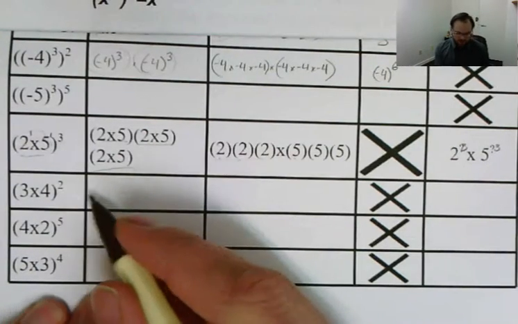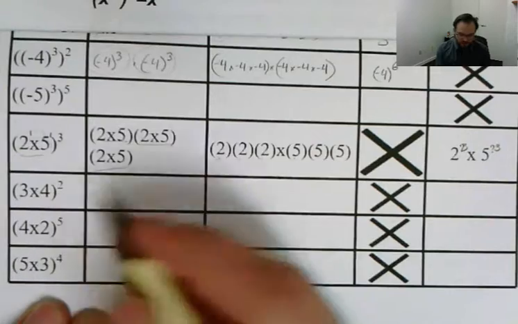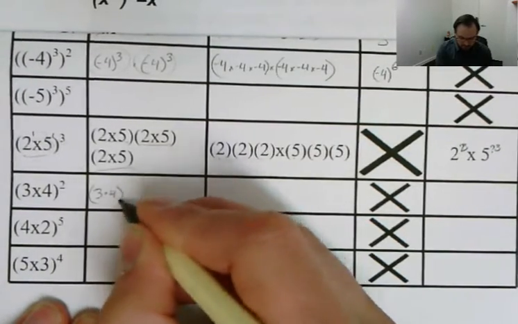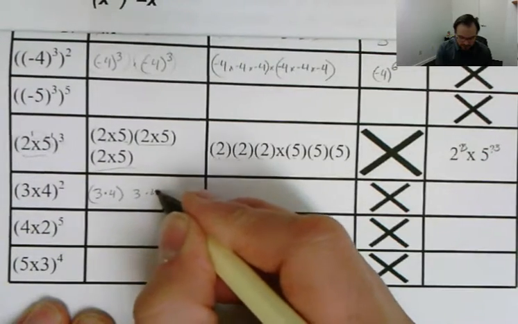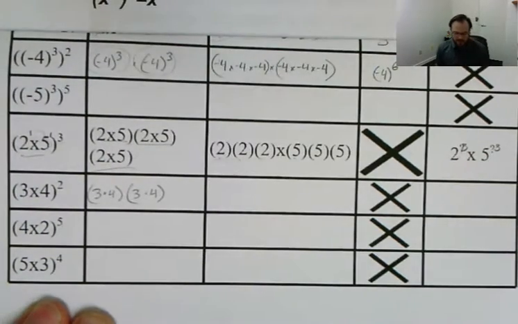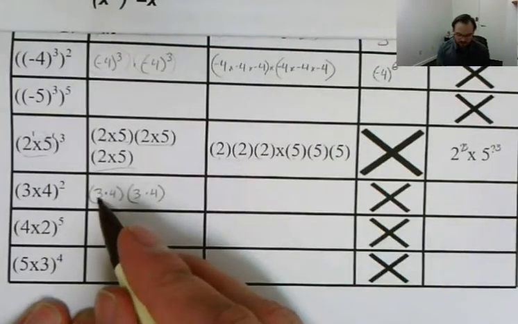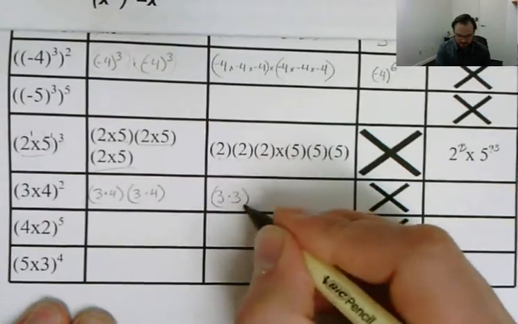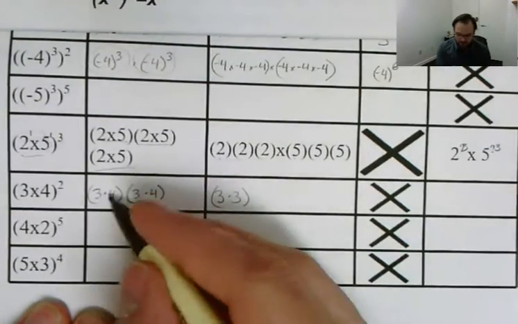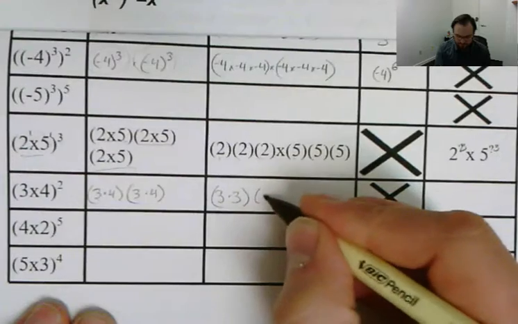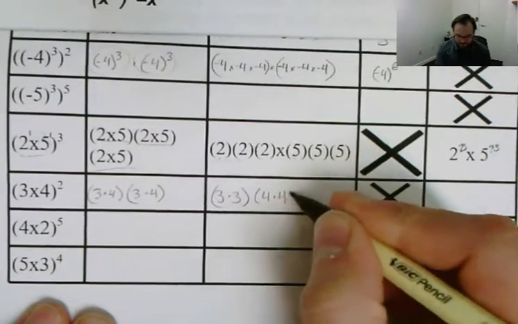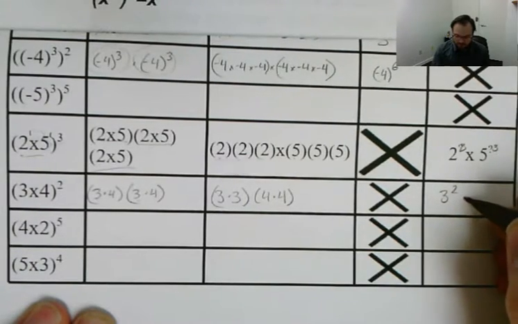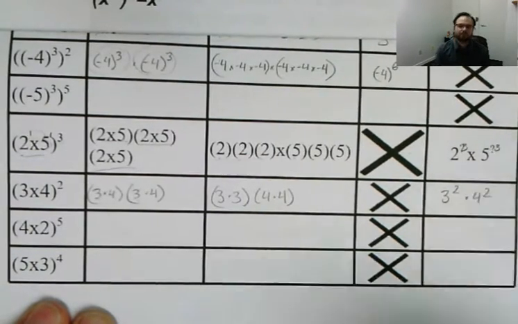Let's take a look at this next one here. We have 3 times 4 squared. So that's 3 times 4 multiplied by 3 times 4. Now if I rearrange this, how many 3's do I have? 1, 2. Okay? Then I have 2 4's. So altogether here, I'm going to get 3 squared multiplied by 4 squared.